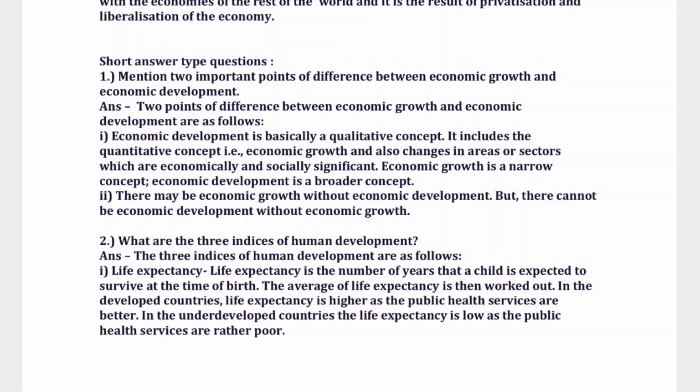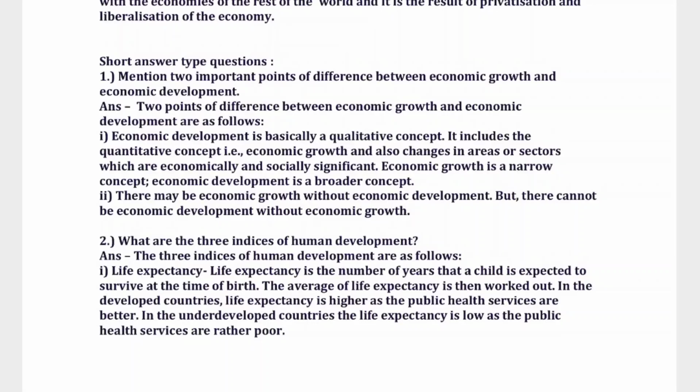Number 2, what are the 3 indices of human development? Answer: the 3 indices of human development are as follows. Number 1, life expectancy. Life expectancy is the number of years that a child is expected to survive at the time of birth. The average of life expectancy is then worked out.